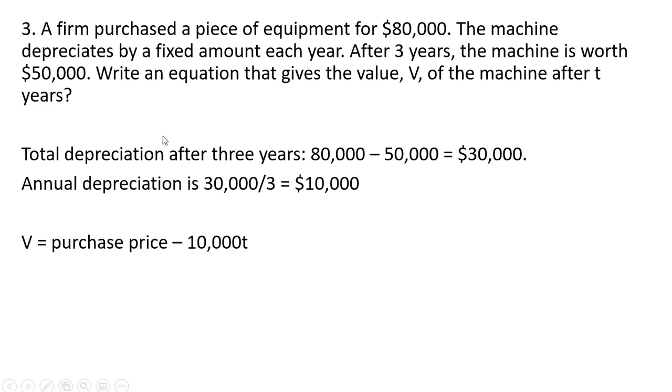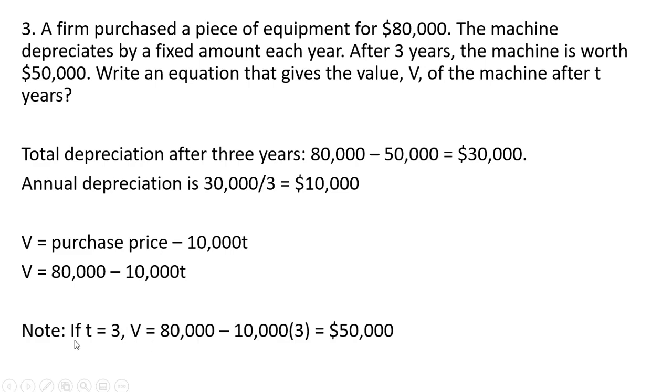So we want to come up with an equation that gives the value of the machine after T years. So the value of the machine is going to be the purchase price minus the depreciation multiplied by the number of years. So for example, the purchase price here is $80,000. We determined that the annual depreciation is $10,000, so that will be our formula.